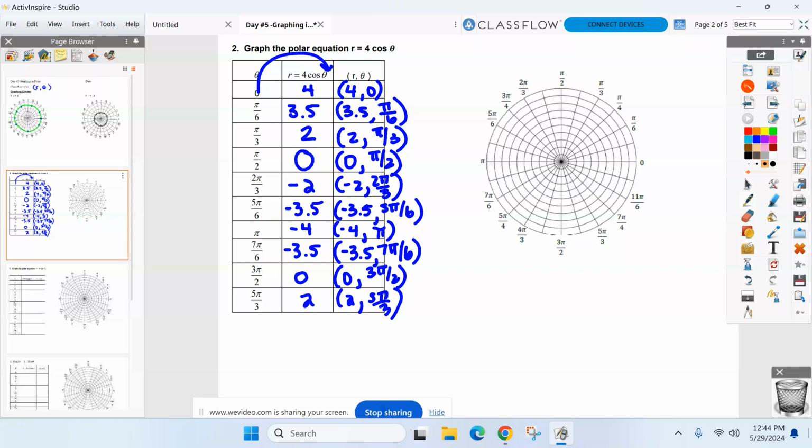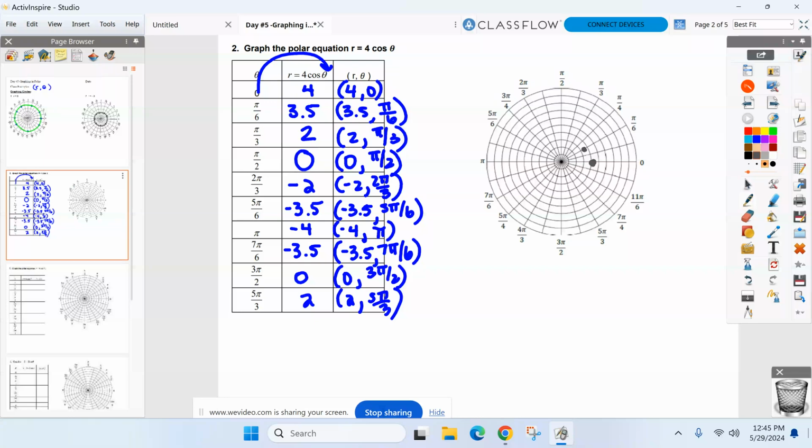4, 0. So I'm at 0, and I go 4 away from the pole: 1, 2, 3, 4. Then 3.5, pi over 6. Everything's conveniently labeled for you. Now the only thing I'm going to warn you about: keep track of what you're plotting, because you have to connect them in that order when we're done. It's not connect the dots where you go anywhere you want. We connect them in the same order we plot them.